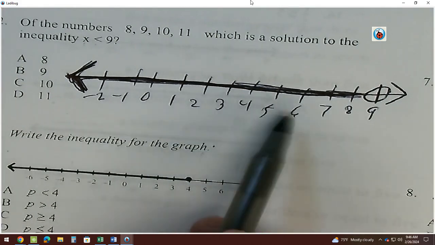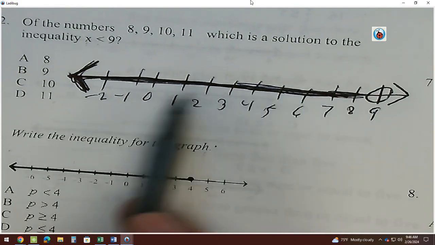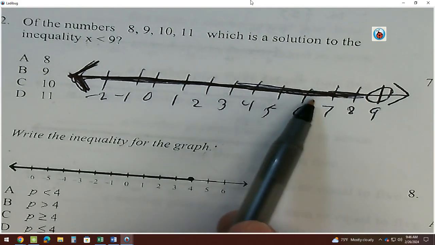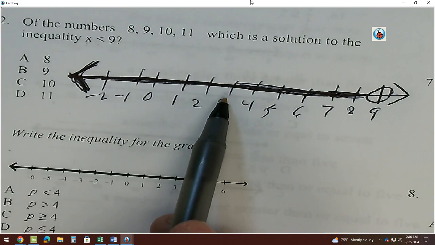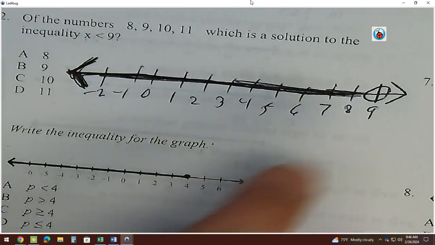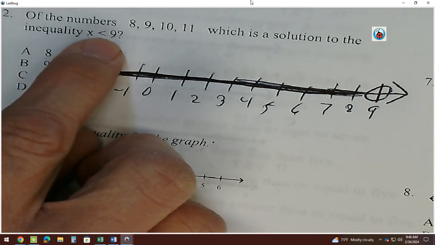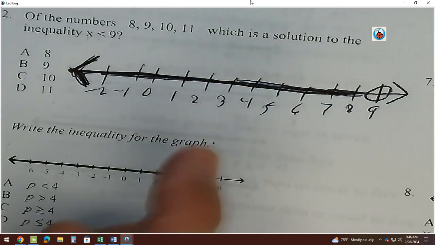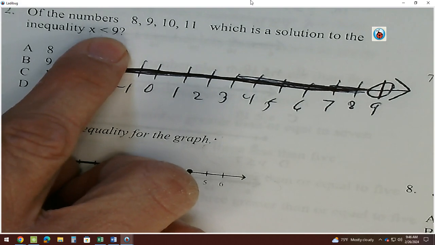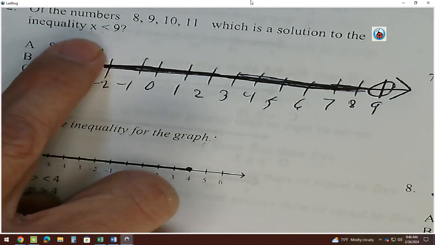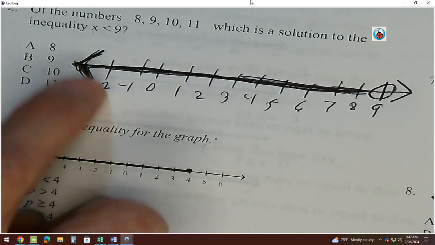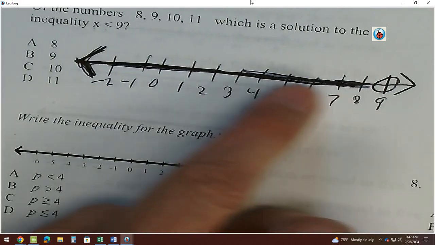When you graph inequality, that's the way it looks. It's going to be shaded. So the shading part means that all those are possible solutions. You can go test it. Look, let's test the first one. 8. Is 8 less than 9? Yes. Let's test another one. 4. Is 4 less than 9? Let's test the 0. Is 0 less than 9? Yes. Is -2 less than 9? Yes. So any of these are answers.